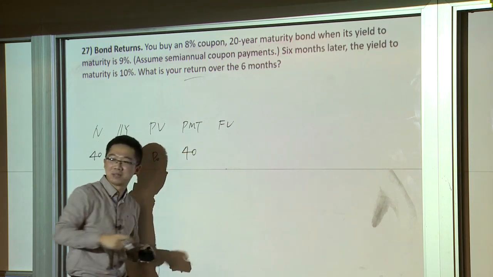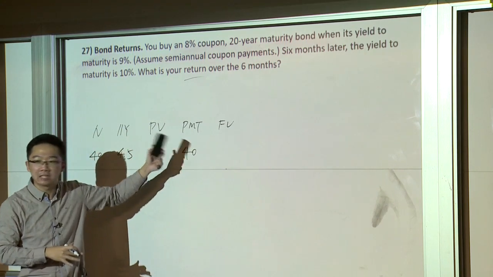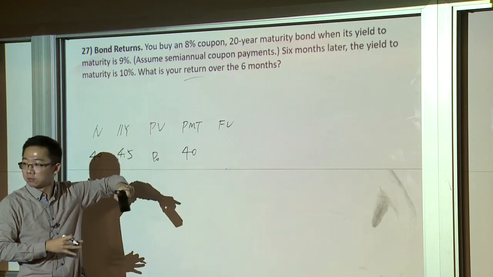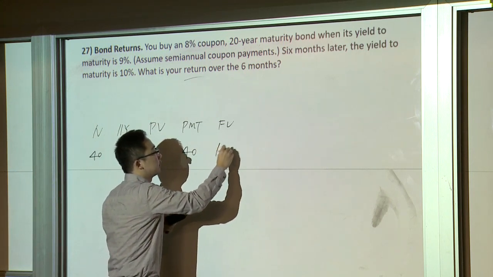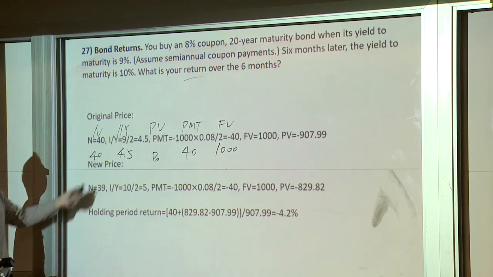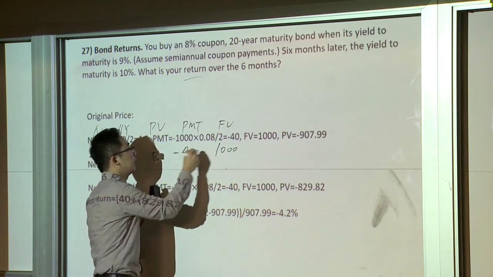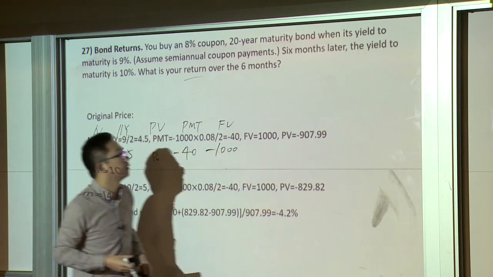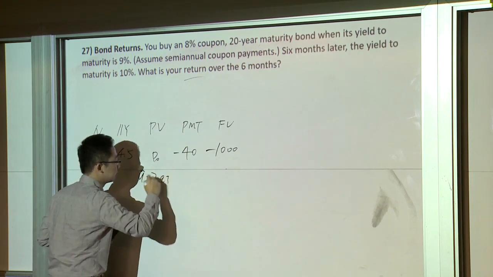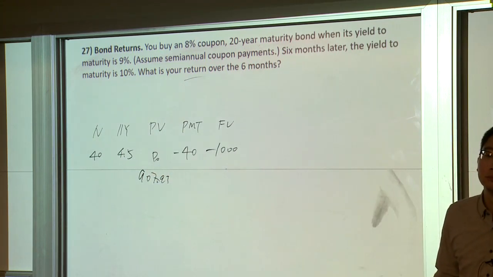PMT is 40, right? There's the annual coupon, $80, divided by the compounding frequency 2. Coupon rate 8%, 80 divided by 2, it's 40. And future value 1,000. So quickly calculate for this: 40, 4.5, coupon payment negative. We got the P0, 907.99.